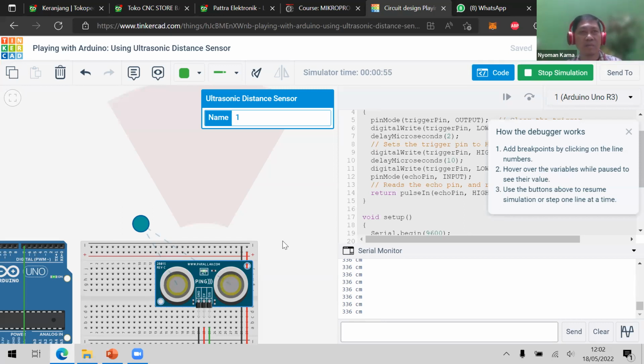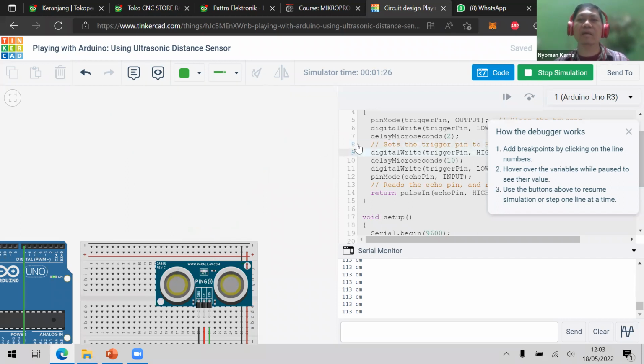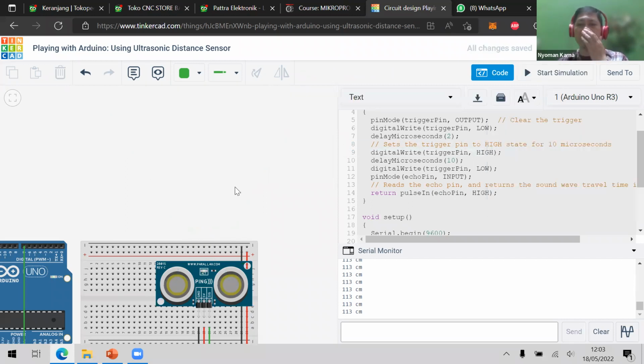So can we detect movement or motion using the ultrasonic sensor? Yes, of course. But you need to first remember there is an object 1 meter in front of me, and then now it's 113. So the object is moving. That's how we detect motion or movement using the ultrasonic distance sensor. Okay. Now you can try it out by yourself.